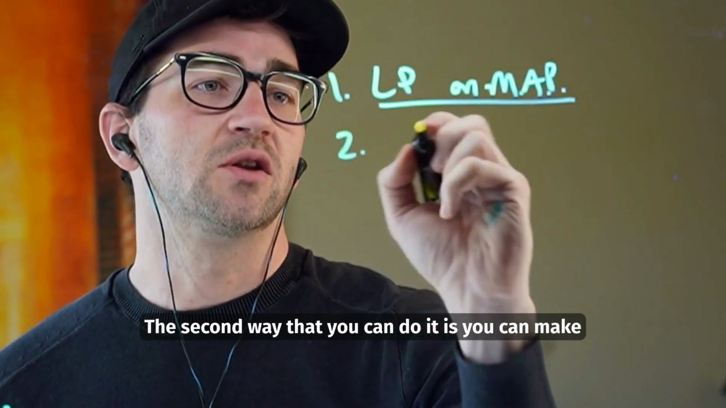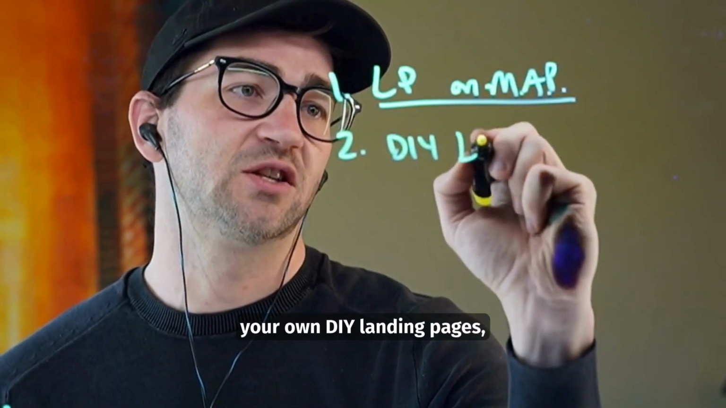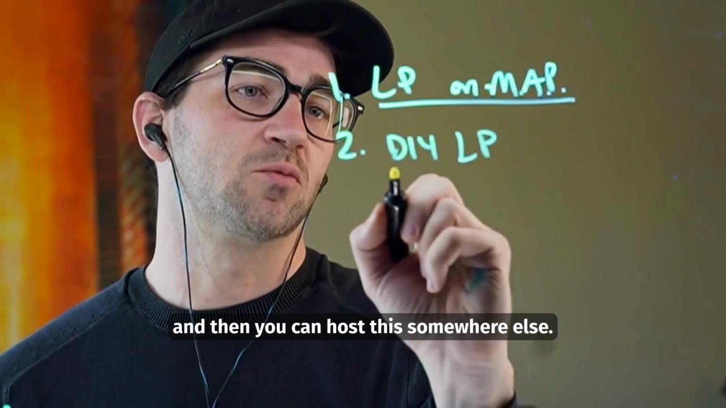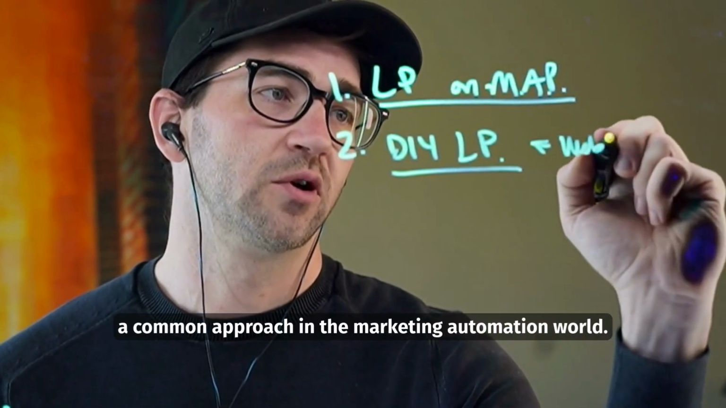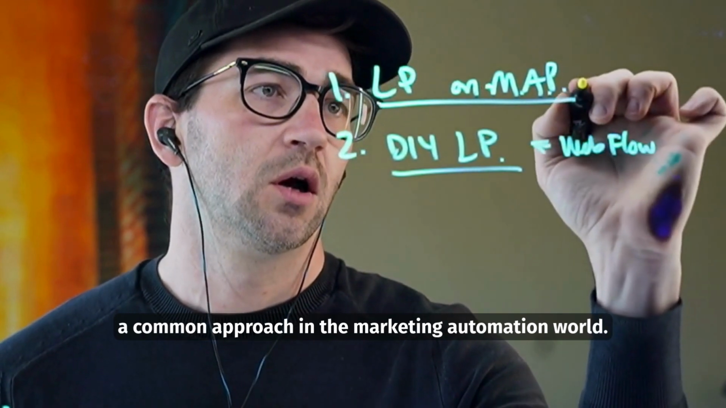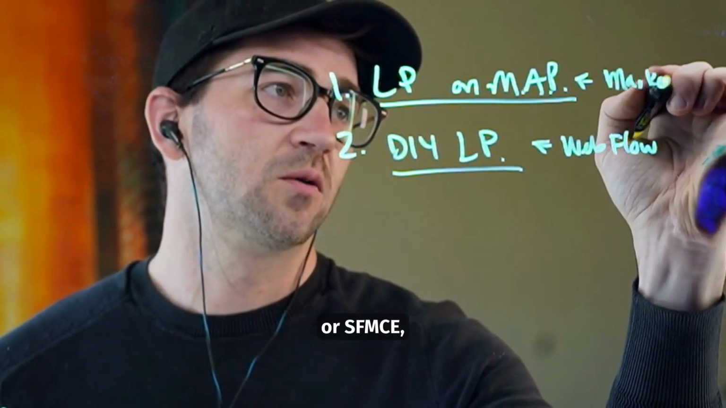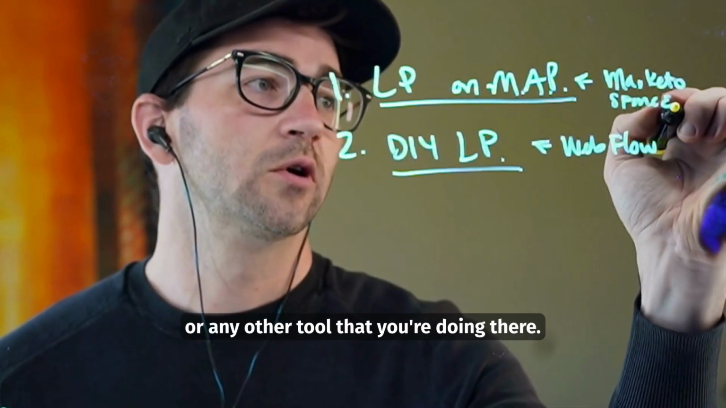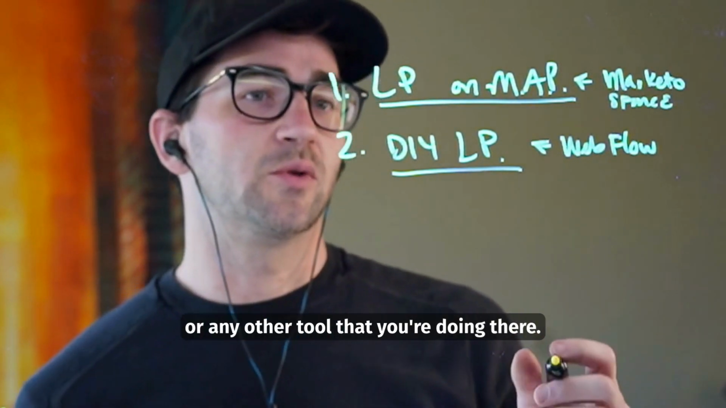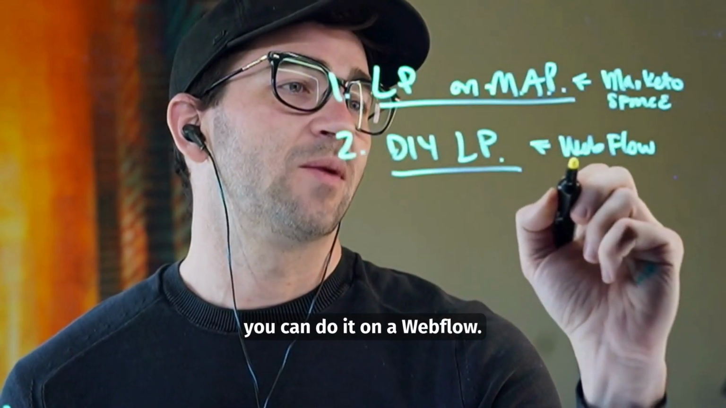The second way that you can do it is you can make your own kind of DIY landing pages, and then you can host this somewhere else. An example of this is if you're doing Webflow, a common approach in the marketing automation world. On the marketing automation side, this is something like a Marketo or SFMC or any other tool. If you're talking about a do-it-yourself landing page, you can do it on Webflow.